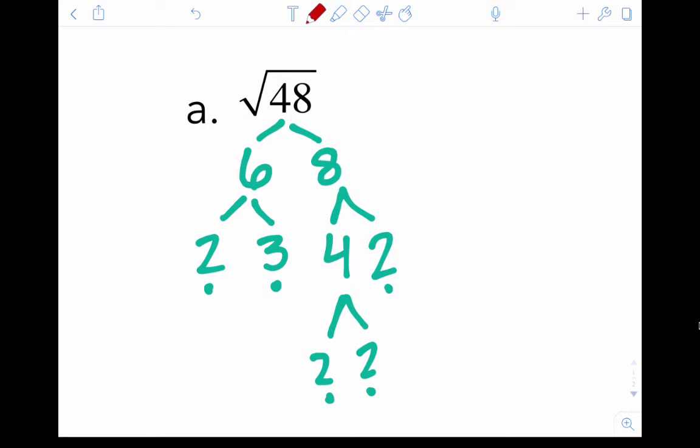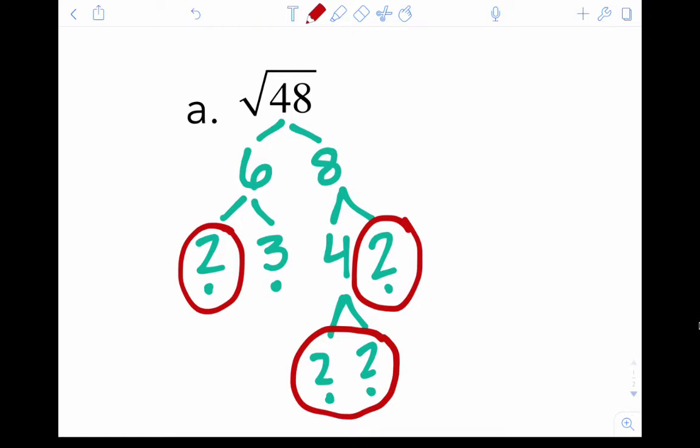So I need to circle my pairs. Even though I have more than 2 2s, I'm only circling 2 at a time. So I have a pair right here that's pretty easy to see. And now I have a 2, a 3, and a 2 left. Well, these 2s, even though they're not right next to each other, they're still a pair. So I'm going to just connect them with a little line to make sure I know that. All I have left now out of the numbers that have dots beneath them is the 3, and so that's going to be a single.